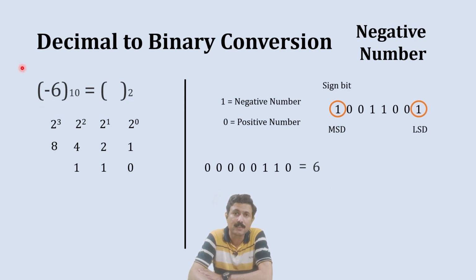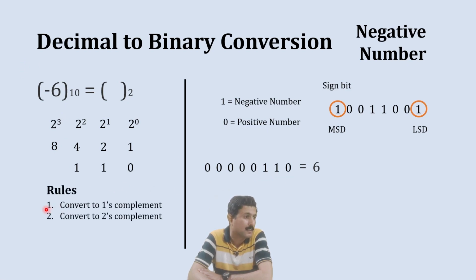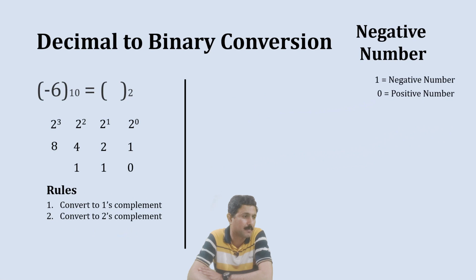6. There is a set of rules to convert positive 6 into negative, and these rules are: first you should take the 1's complement of this number, and then you should take the 2's complement of this number. If you don't know what 1's complement and 2's complement are, I have prepared a separate video for that. You can watch that and clear your concept. The link will be in the description and here in the card. And now we are going to solve this number.